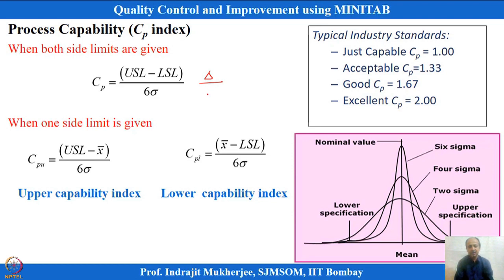the voice of the process, which is known as 6 standard deviations, and the standard deviation may be estimated over here. So this is the expression: tolerance, which is the voice of the customer, divided by the voice of the process. Voice of the process means how much of the tolerance my process is basically using. That ratio is known as CP.